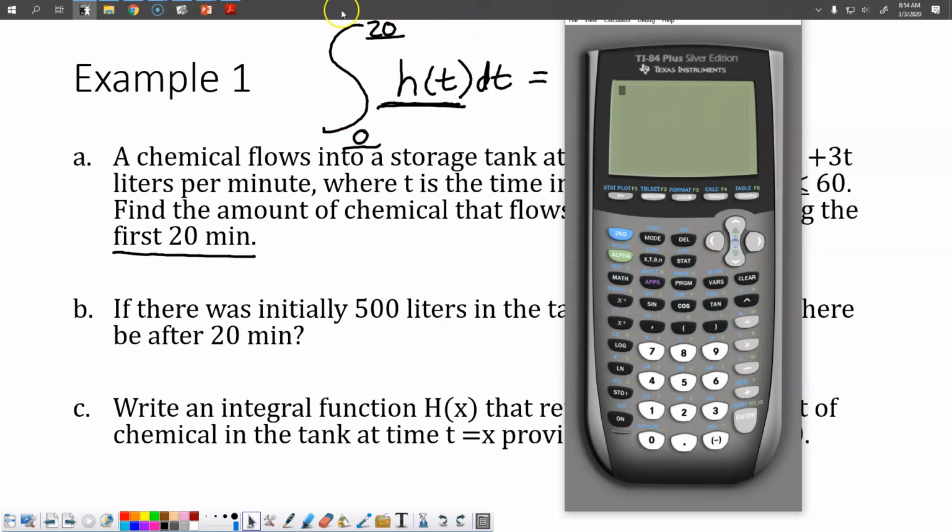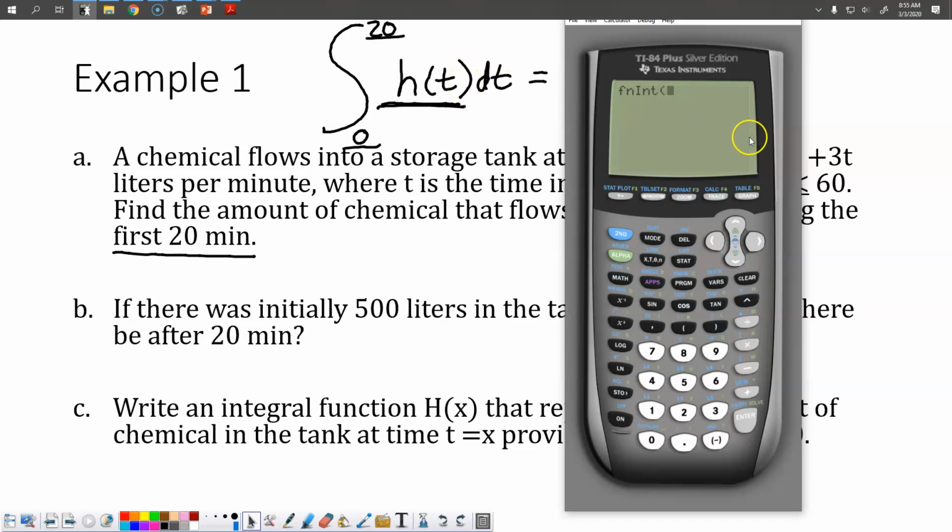Now we're going to calculate this integral. We want to calculate the integral of h of t from 0 to 20. So go ahead and push math and 9. And now you're going to type in the integral. You guys have nice calculators. If you have an ugly one like mine that says FNINT, you can follow my lead here. But if you have a nice one, just go ahead and type it in. The first thing you're going to type in is your function.